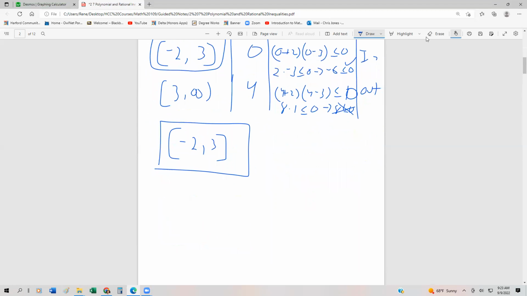Technically, we should say that x is an element of this for the solution set, but no big deal if we don't write that. So that's how we go through and solve one of these basic sorts of inequalities. Now, in the remaining videos, we're going to take a look at some more difficult types of these, but for right now, we just want to make sure we understand the process.